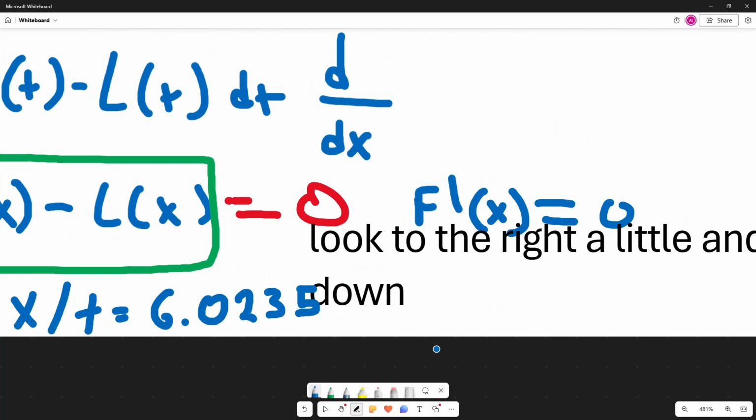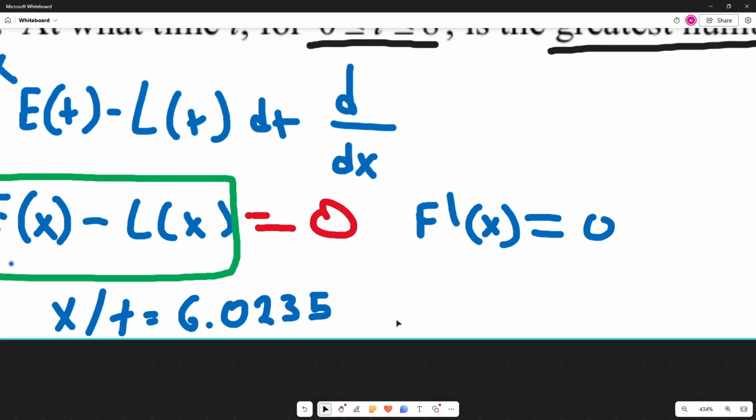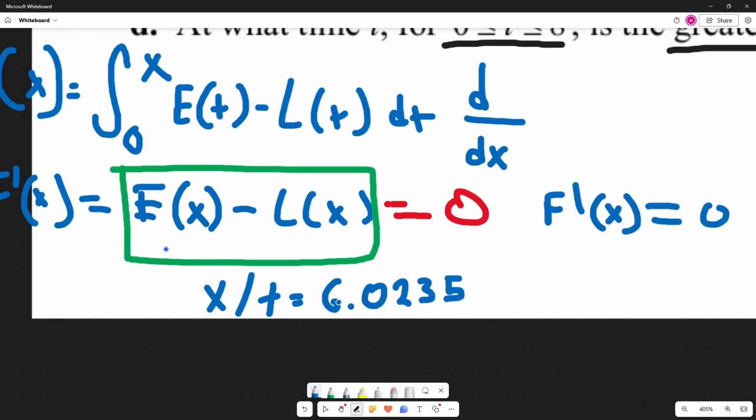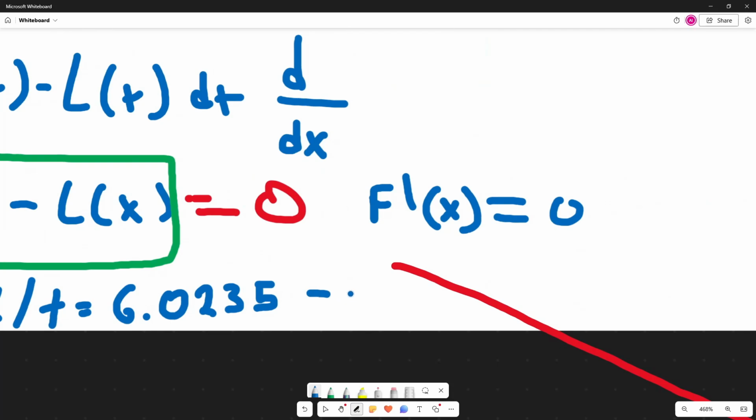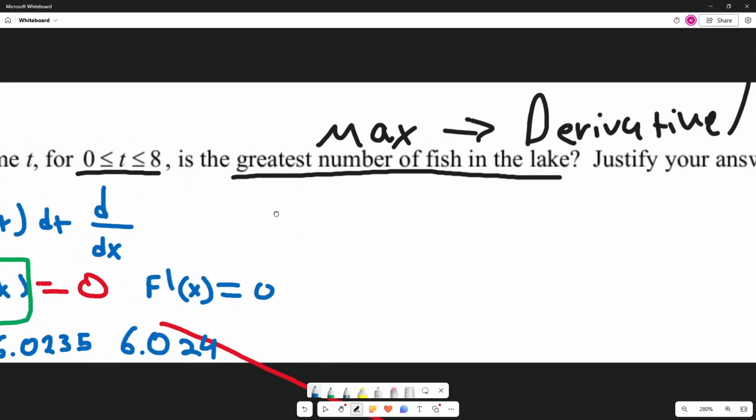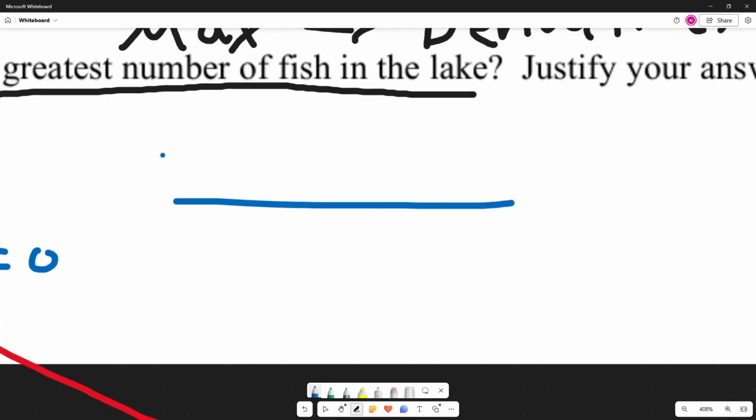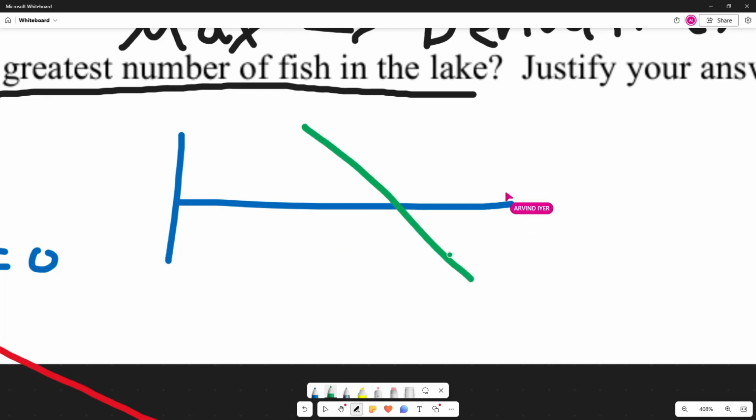Let me just delete this because Arvin wants to troll around. So when you do that, you'll get t equals 6.0235, or just 6.024. So that's the time that it's going to have the greatest number of fish. I know that because on the graph, the line goes from positive to negative.